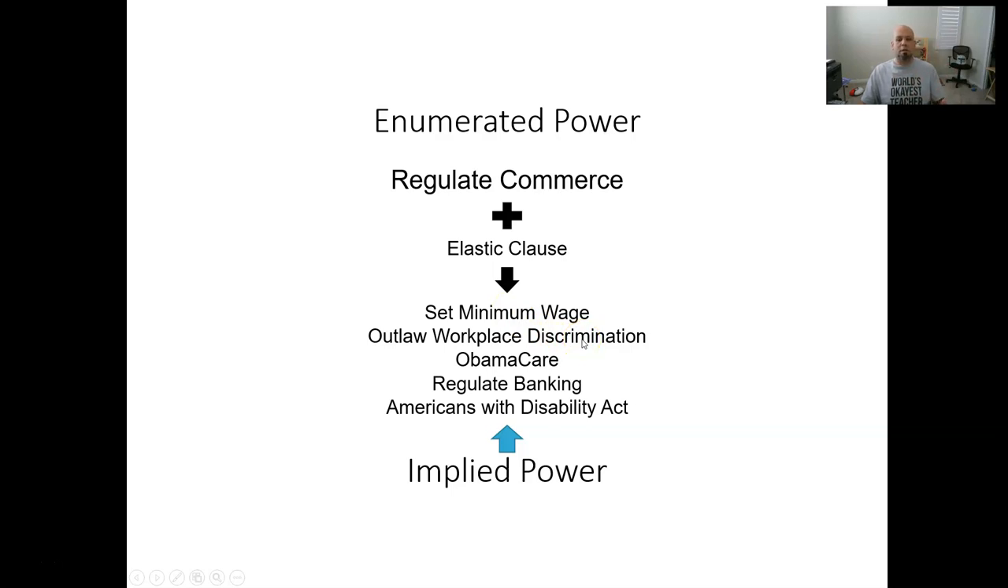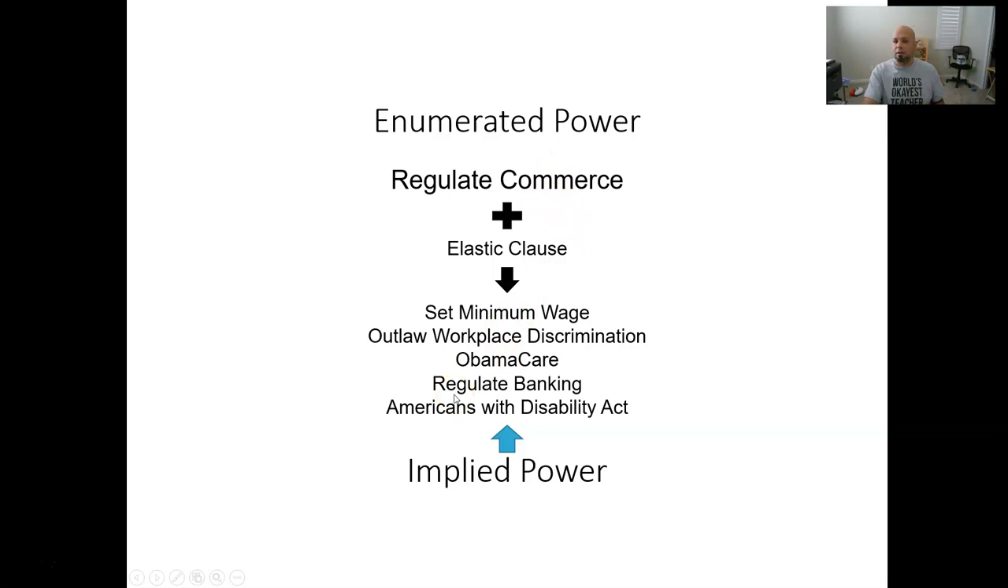This is why they can't discriminate against you at the workplace, and if they do, they're violating the law. Obamacare was because in some states it's easier to get insurance than in other states, so that's not fair, so they were trying to settle that out. And then regulating banking, the Americans with Disabilities Act, all those are implied powers, because the Constitution literally says that Congress has the power to regulate commerce between states, interstate commerce, foreign nations, and Indian tribes. That's all it says, but we do all this stuff based on that. So that's the implied power from the enumerated power. I hope that makes sense.